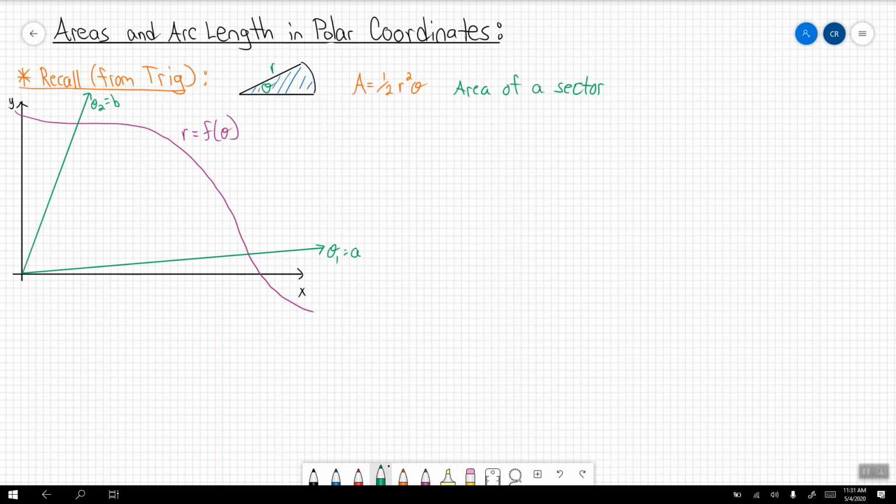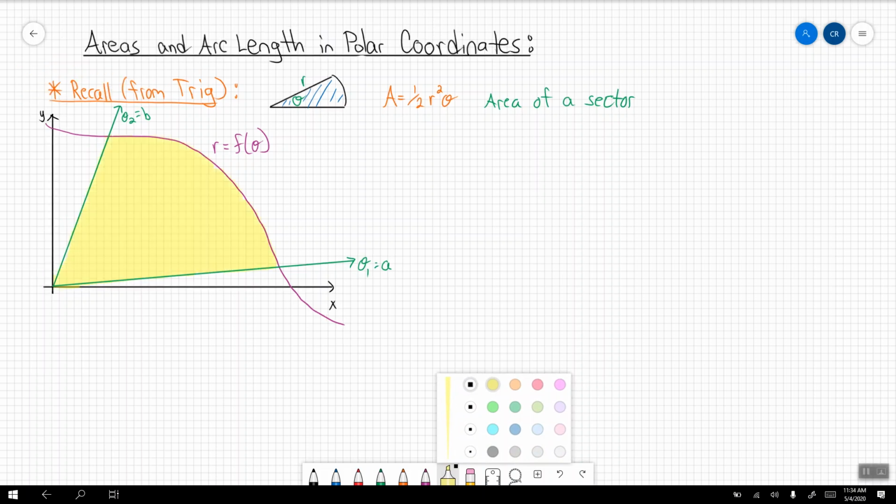The region that we're concerned with is going to be the region right smack in the middle here. So this is the area that we are focused on. This area, as you can see, is bounded by this function and these two angle measurements, theta 1 and theta 2, which again we're calling just A and B. What we then want to do is figure out how we can calculate this specific area.